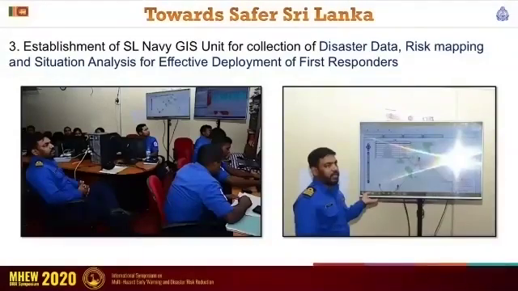Establishment of the Sri Lanka Navy GIS unit for collection of disaster data, flood mapping, risk mapping, and situational analysis for effective and efficient deployment of first responders is done.